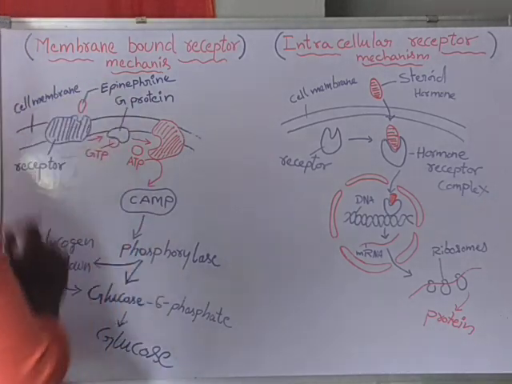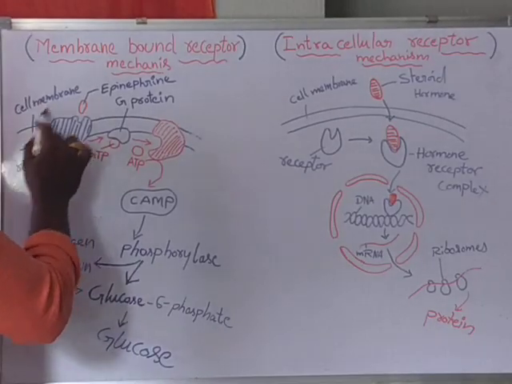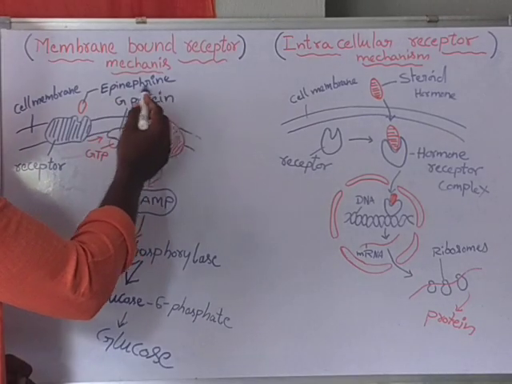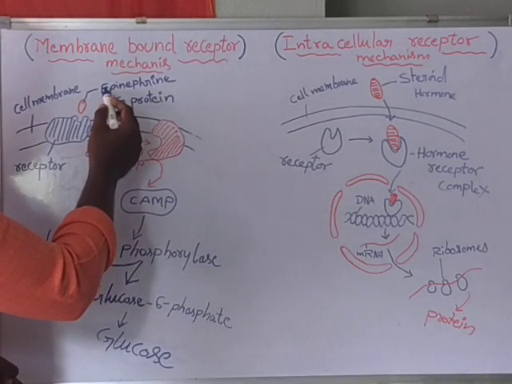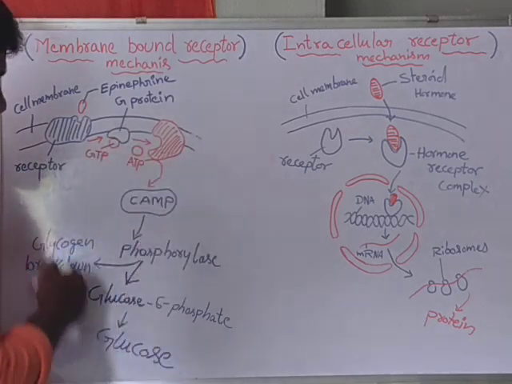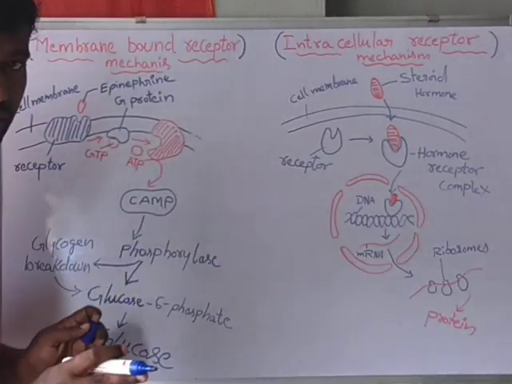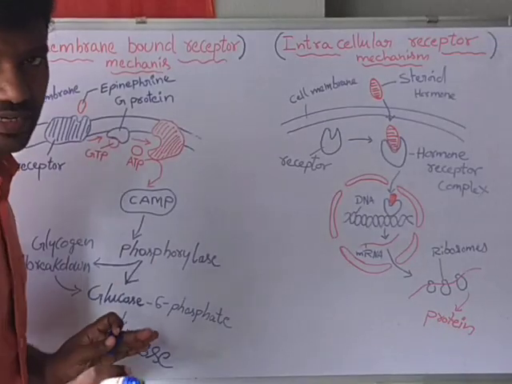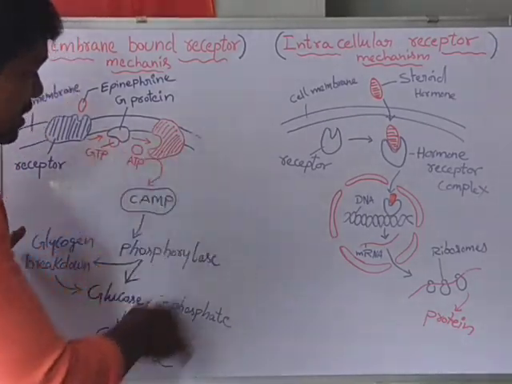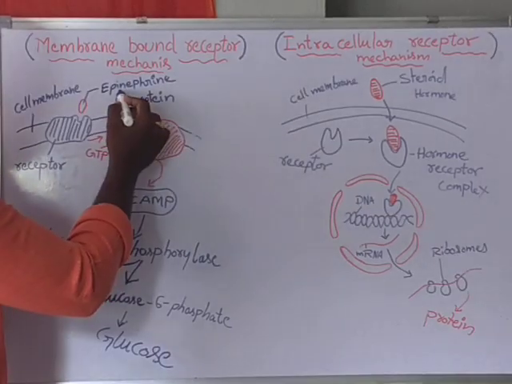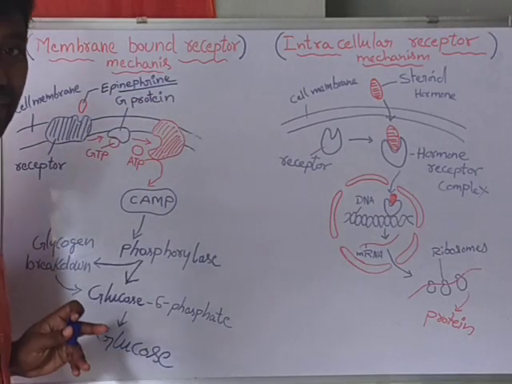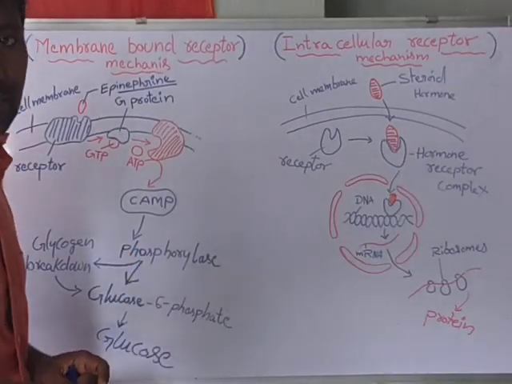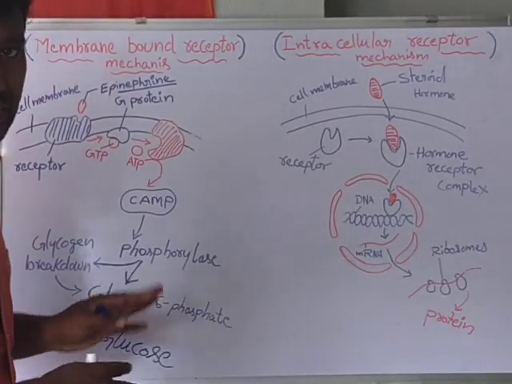This is the cell membrane, the plasma membrane, and this is one cell in our body, a liver cell. This one is the hydrophilic hormone epinephrine. How it affects the liver cell, we can now see in this mechanism.